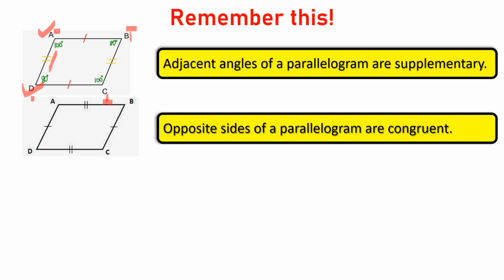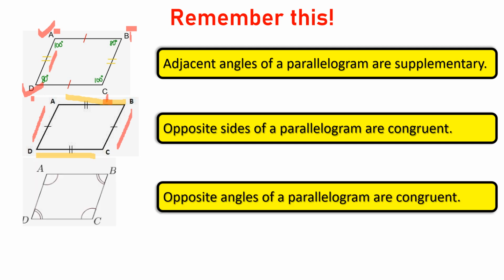Second one is opposite sides of a parallelogram are congruent. Now here observe opposite sides of a parallelogram. Observe the diagram. Side AD and side BC are the opposite sides of a parallelogram. Similarly, here side DC and side AB are again opposite sides which are congruent. So opposite sides of a parallelogram are congruent.